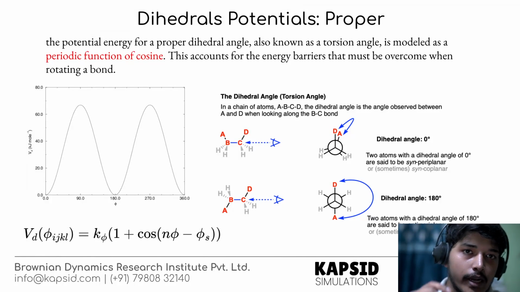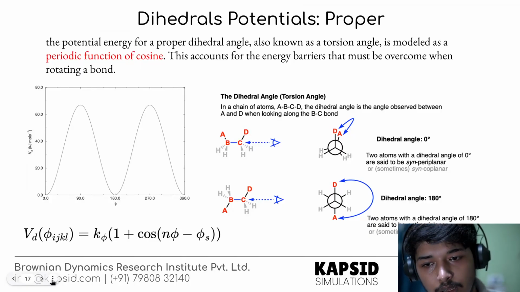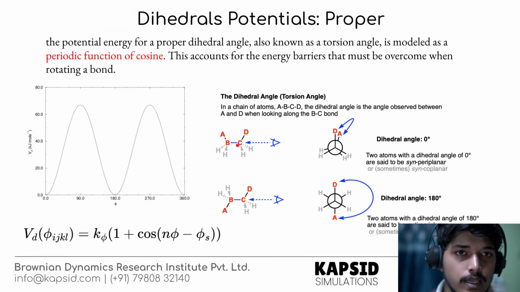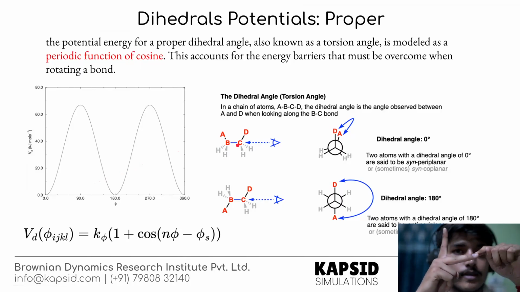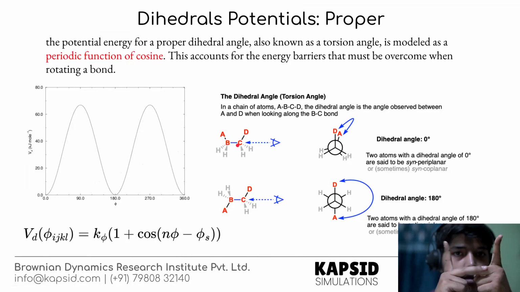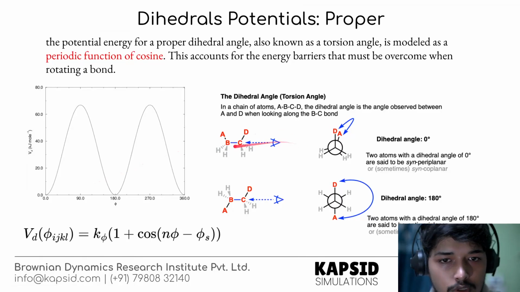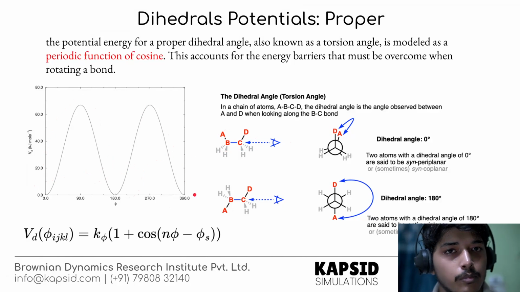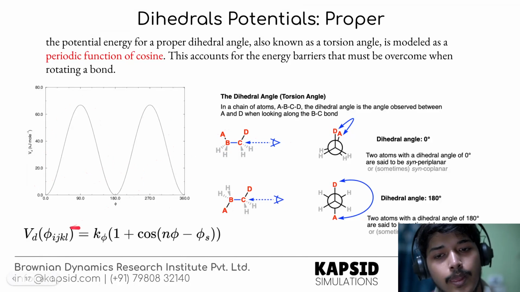Then, when we are rotating the bond between B and C, which you can see here, if I just open the laser pointer, so A, B, C, and D, and when we rotate the bond between B and C, let's say A, B, C, and D. So when we rotate the bond between B and C, there has to be some kind of potential involved in this rotation. So that is being shown by the simple periodic function of cosine.